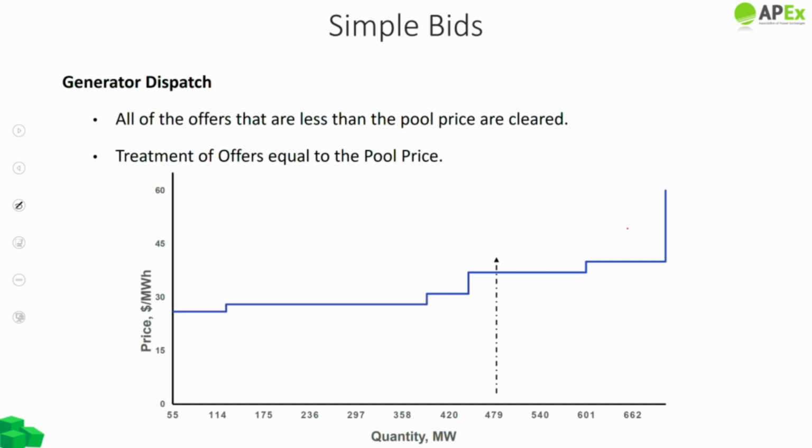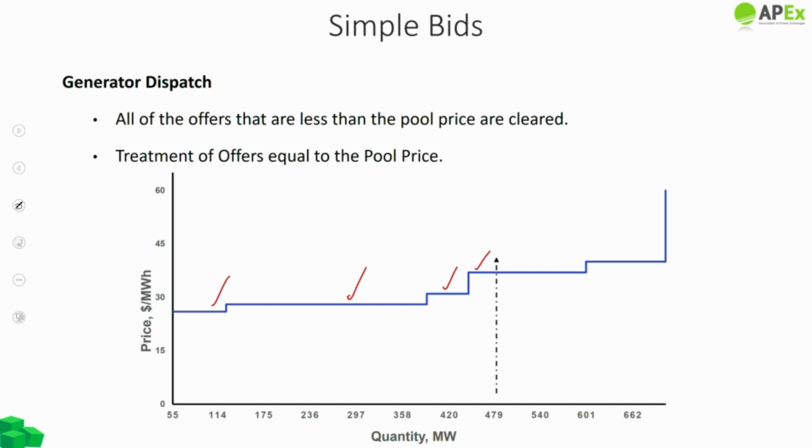Now, when the offers and bids are processed and the market clearing is established, let's discuss how the generators will be dispatched. The process works like this: where the demand curve intersects the supply curve determines which generators should be dispatched, or which offers are cleared. All of the offers that are less than the pool price are cleared. The generators making these offers are assigned to generate.